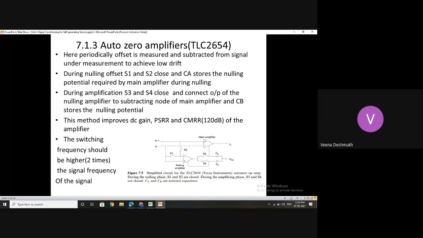This chopper mechanism, either by making use of the amplitude modulation or by making use of the square waves, is used in the next type of amplifier, auto zero amplifiers. These are basically ICs which are readily available, and when they are used in the circuit, they reduce the offset to 0 and also take care of the drift issues.